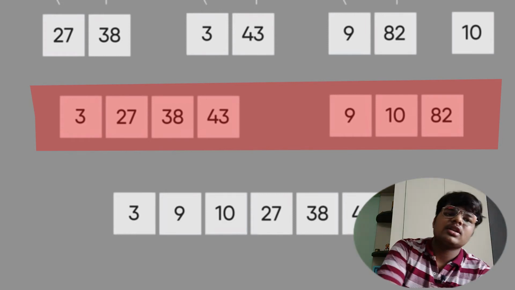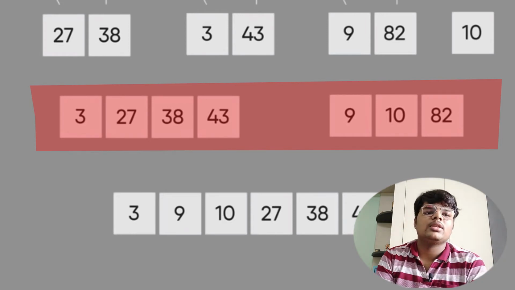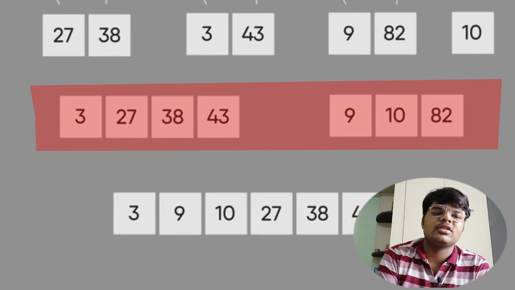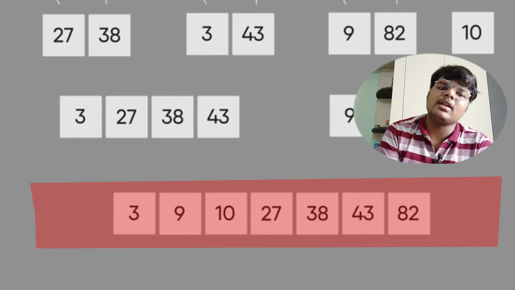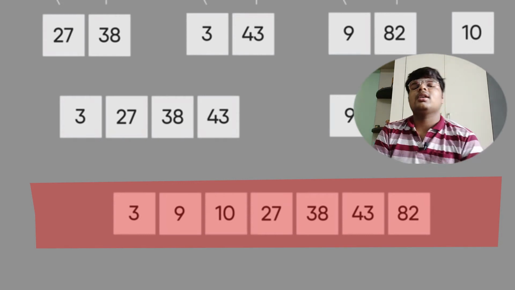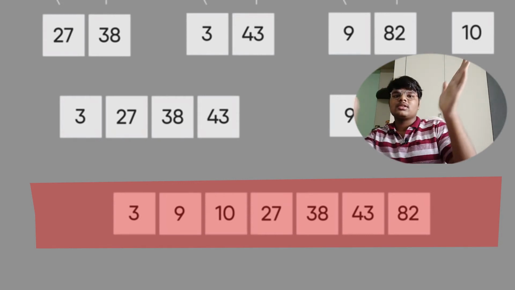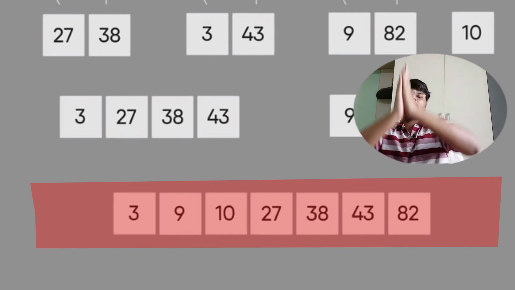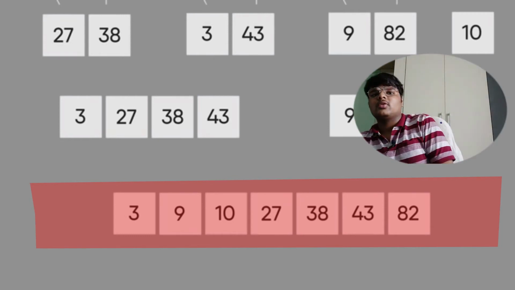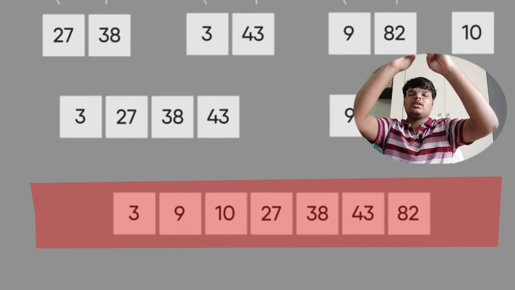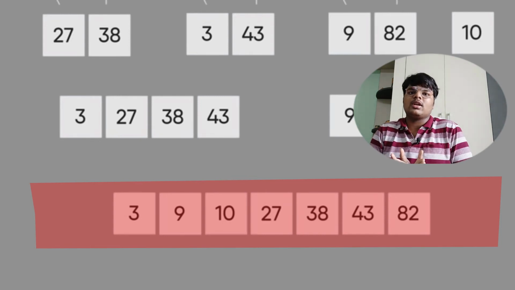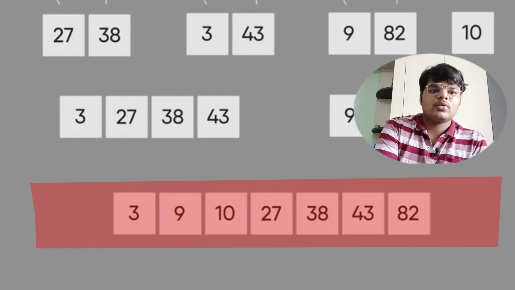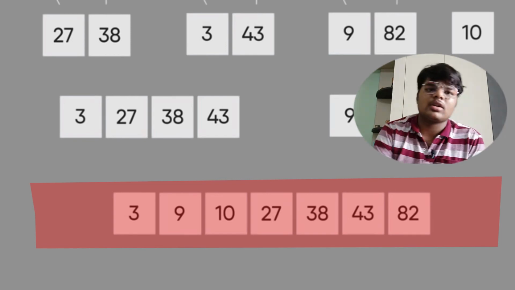After all these steps are followed properly, you will get the following array: 3, 9, 10, 27, 38, 43 and 82, which you can clearly see is completely sorted and merged. This is a divide and conquer algorithm, because you divide the initial array into individual components, then perform some sorting and then merge it into a single array. So this is the basic working of the merge sort algorithm.